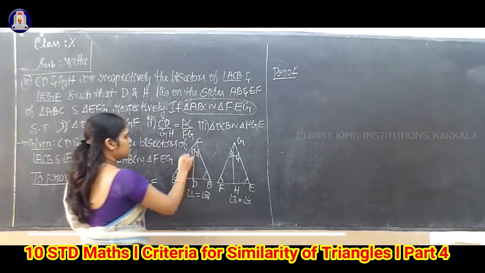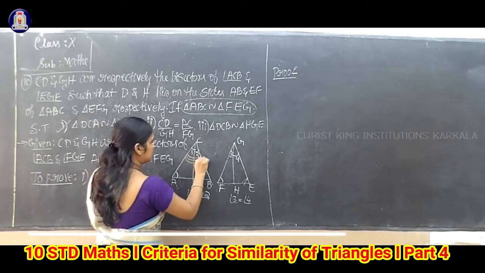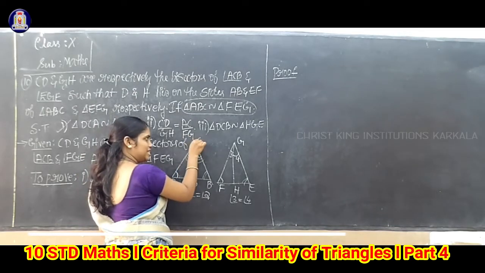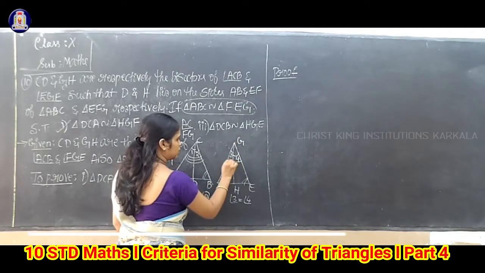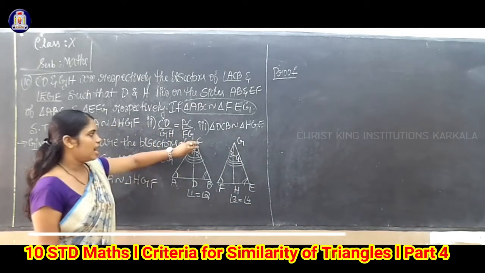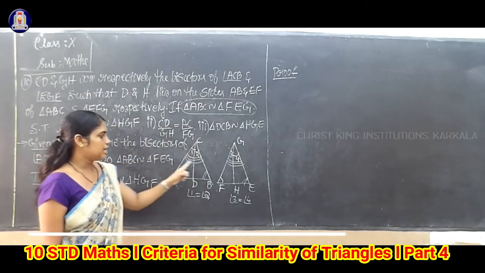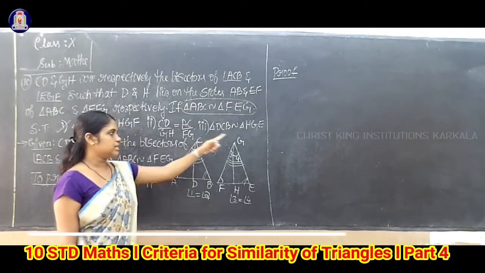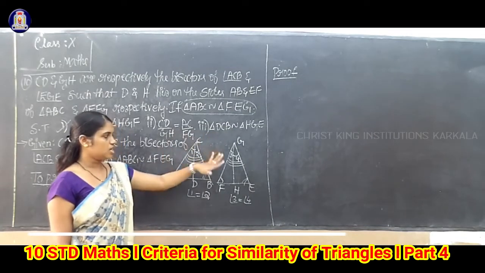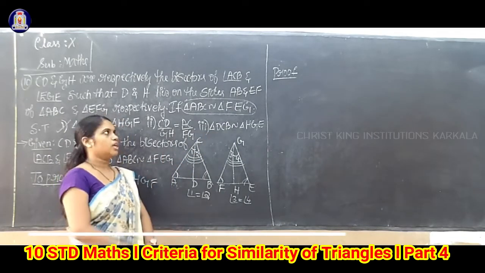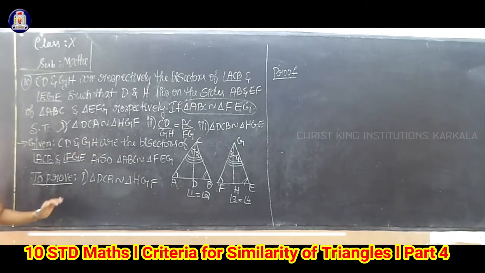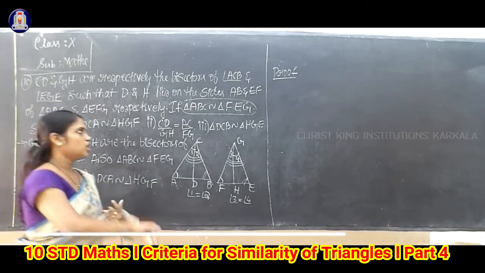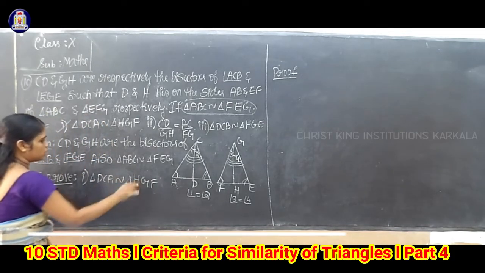Next, angle C is your third angle. So this angle C will be equal to this angle G. This full angle I have considered here. Angle A is equal to angle F, angle B is equal to angle E, and angle C is equal to angle G. So these are the corresponding angles. Now the first question I will consider. We are going to prove these two triangles are similar.